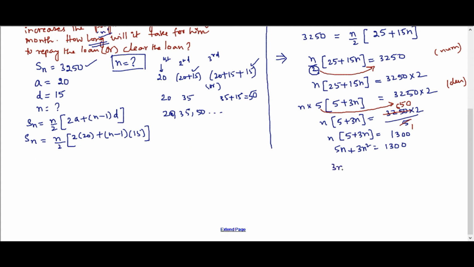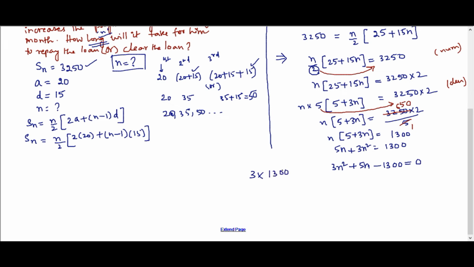rewrite this, arrange it, 3n square. Why we have to write like this, ma'am? Decreasing powers of variables should be available. That's how we write it. It should be the format. 3n square plus 5n minus 1300 is equals to 0. Now we can use quadratic equations to solve, or you can do the old method.